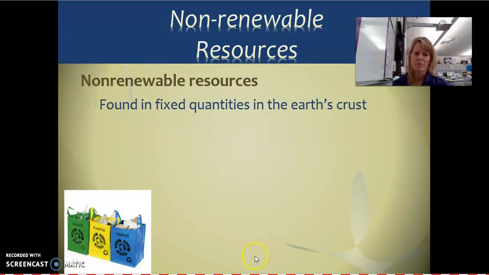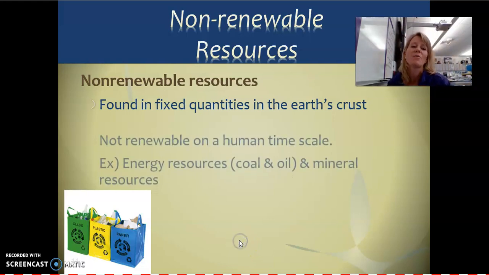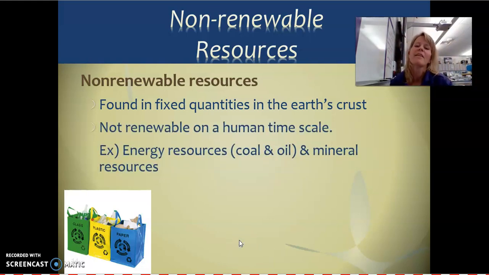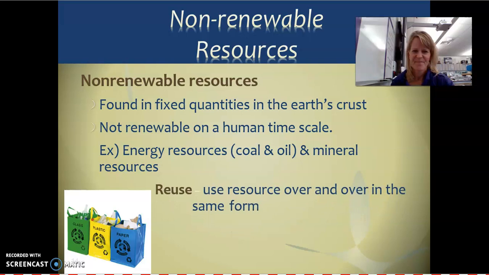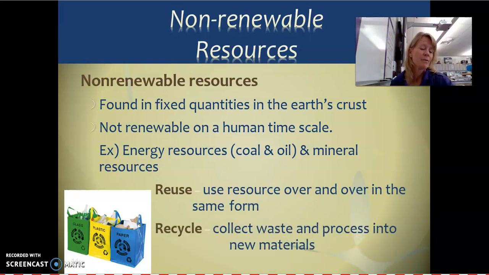And then here are your non-renewable resources. There's only so much on the planet. Once we use them, we use them. So how do we make sure that they last forever? There are 5 R's. Can you think of them? Reuse, I'm only going to give you 2, I think.